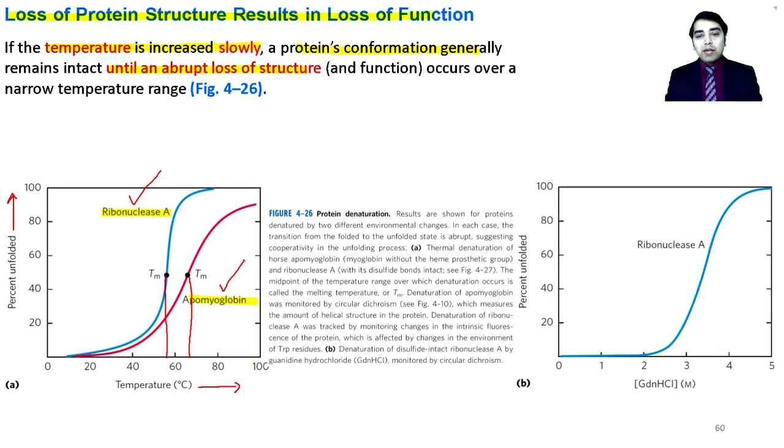This is the example of ribonuclease A in which a denaturing agent was added and the percent unfolding was observed. We can see that at a concentration of 3.5, the misfolding is occurring almost to 40%.